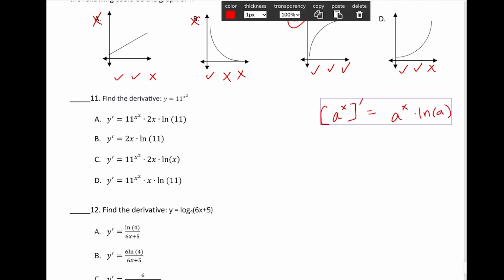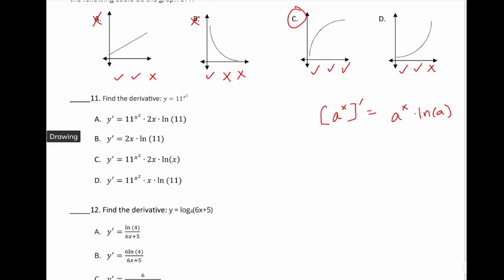Now we will have to use chain rule here because it's not just 11 to the x, but it's 11 to the x squared. So we'll have to multiply by the derivative of x squared, but otherwise it's going to be exactly just following this rule over here. So we've got y prime needs to be that 11 to the x squared times natural log of the base, which is 11, times the derivative of x squared, which is 2x. That's really all there is to it.